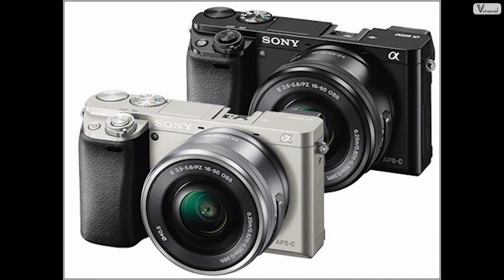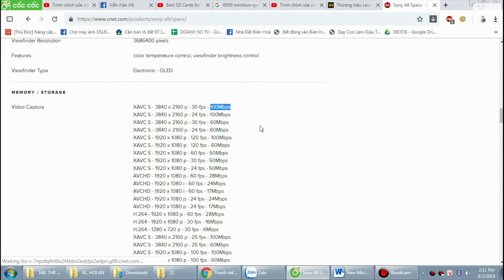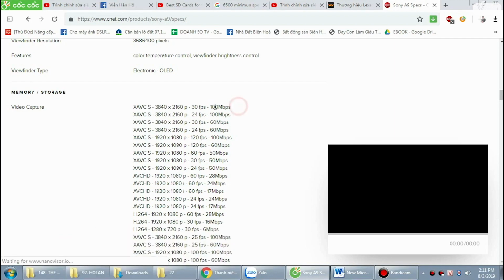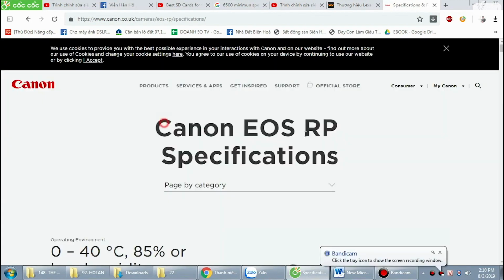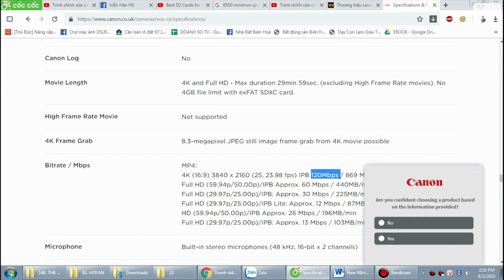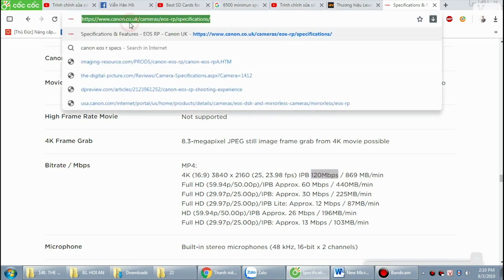For example, Sony A6000, A6300, A6400, A7R II, A7S Mark II, RX100 Mark IV. The write speed for recording 4K on Sony is 100 megabit per second. That means 100 divided by 8 is 12.5 megabytes per second. A minimum speed of 12.5 megabytes per second is enough. For Canon, such as the EOS RP, it is 120 megabit per second. 120 divided by 8 means this camera needs a minimum speed of only 15 megabytes per second.